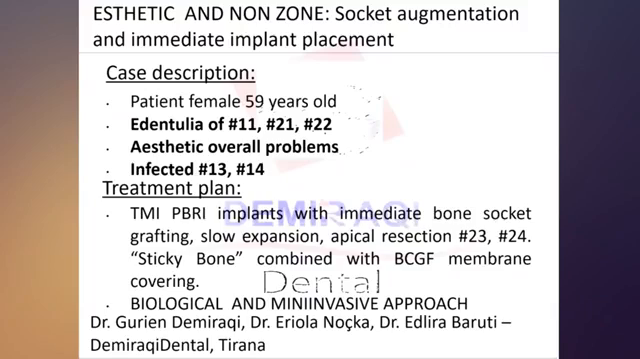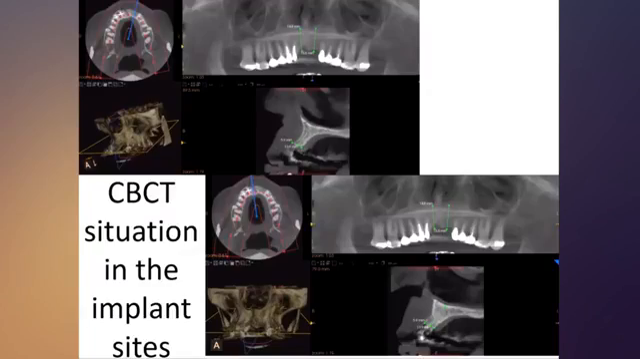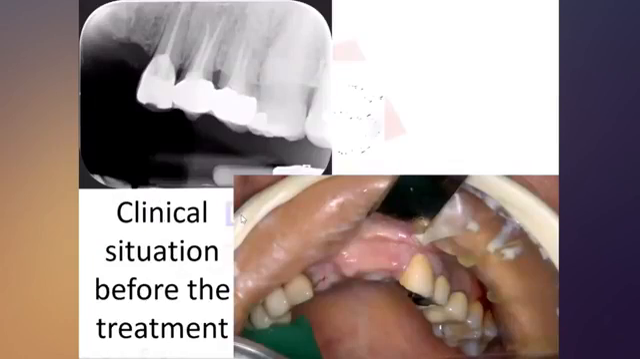Another case, a female, 59 years old, with overall aesthetic problems. She wanted to change the aspect of this situation, which, as you can see, lacks bone and is also very traumatic in terms of occlusion. And there, as you can see, these teeth are not doing very well either.